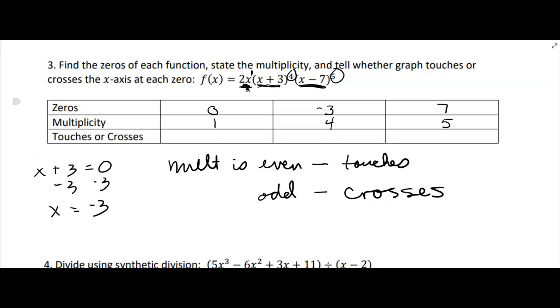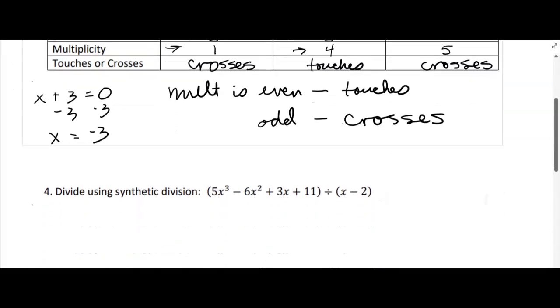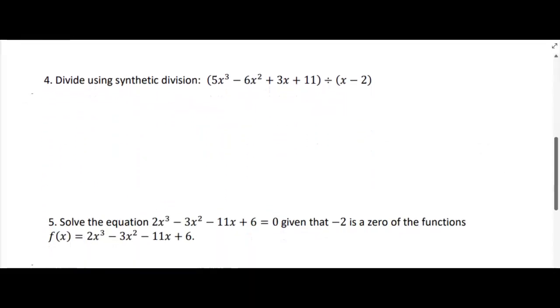Okay, so on this one, 1 is an odd number, so it crosses. 4 is an even number, so it touches or bounces. And 5 is an odd number, so it crosses. So a lot to remember, but not too bad. You just make your note page. Okay. Divide using synthetic division.